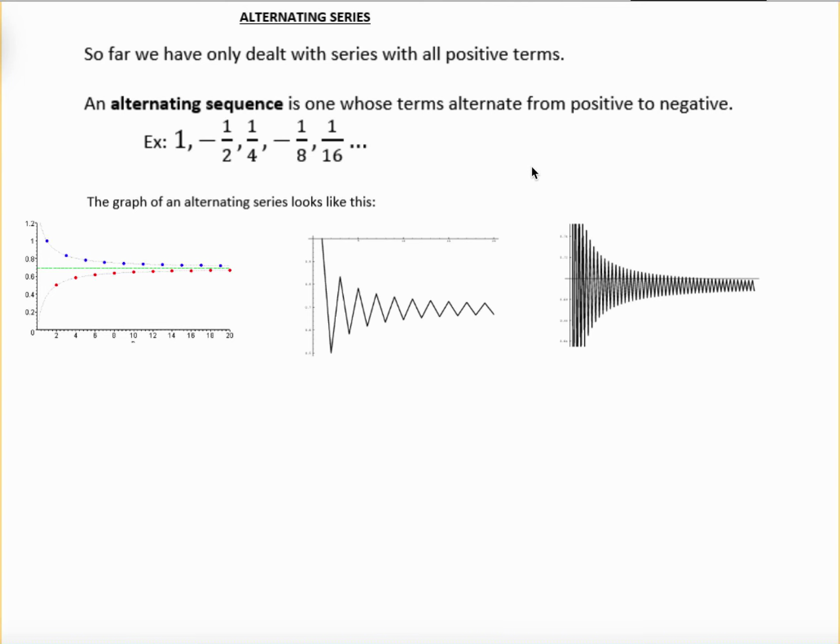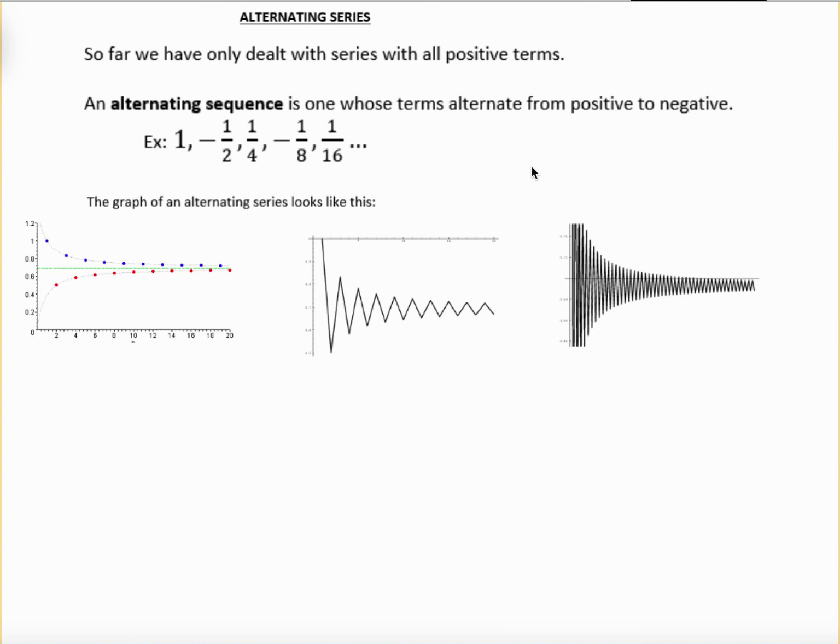Today we're going to talk about alternating series and conditional and absolute convergence. So let's get started. So far we've only been dealing with series that have positive terms. If you go and check out the old videos, you'll see that all of those other ones have positive terms. But not every series is positive. So what do we do then?